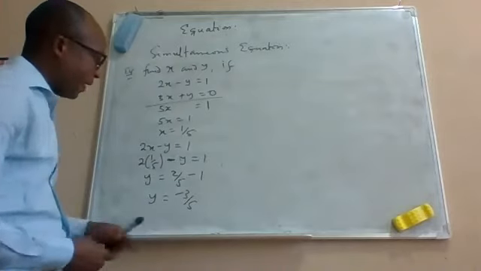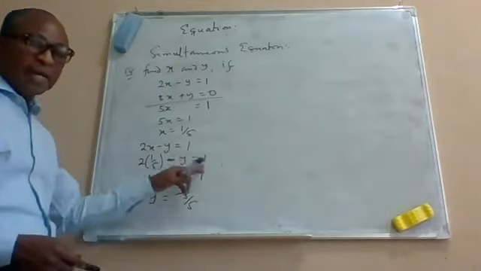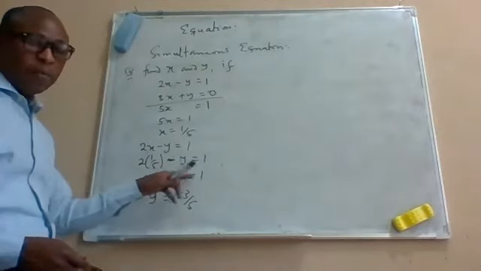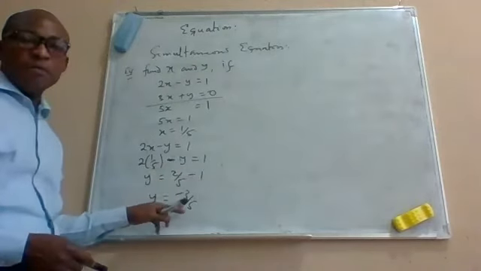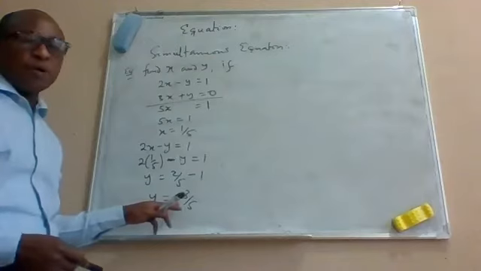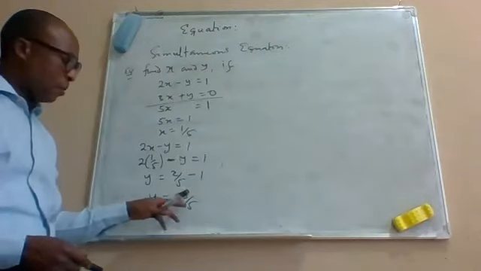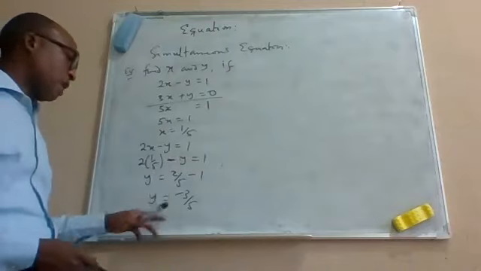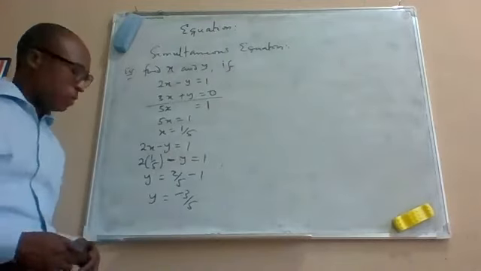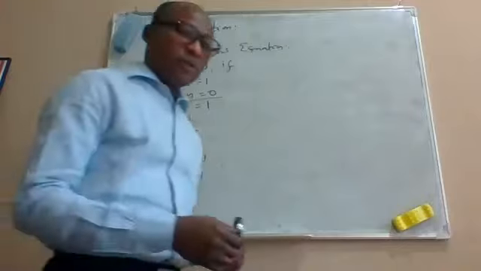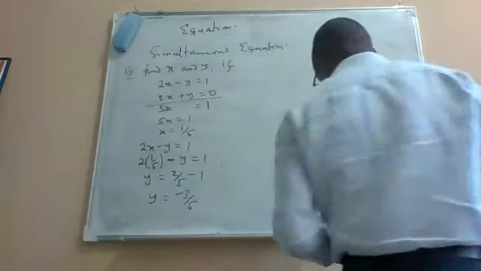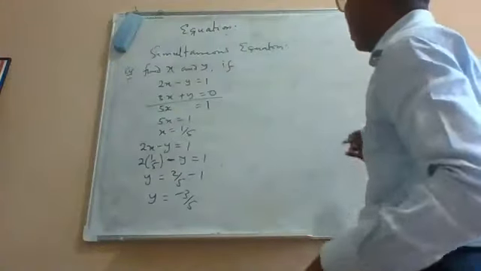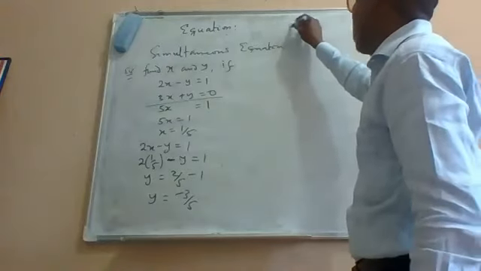So your y is the LCM of 2 over 5 minus 1. Find the LCM and the final answer will be minus 3 over 5. So the value of x is 1 over 5, and the value of y is minus 3 over 5. So that is the answer to the question: find the value of x and y. Quickly, let me take another question.